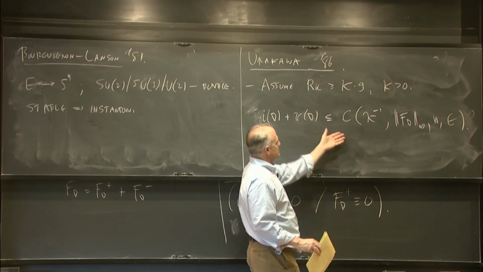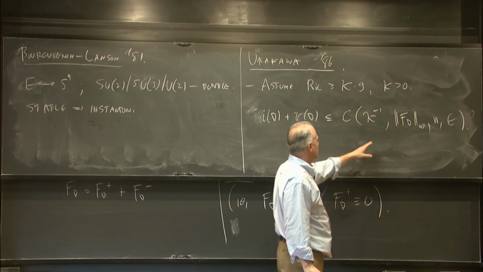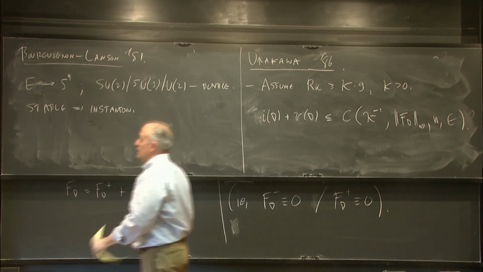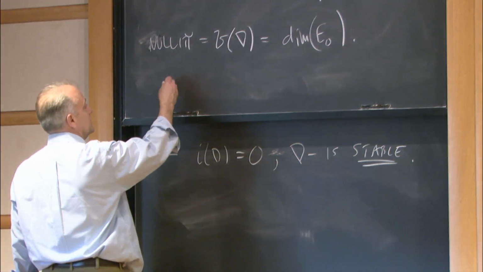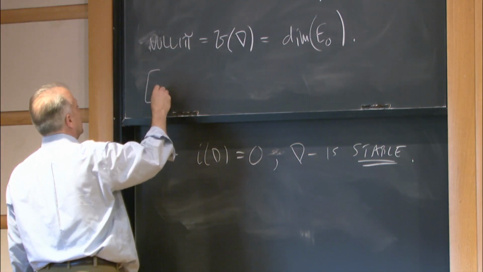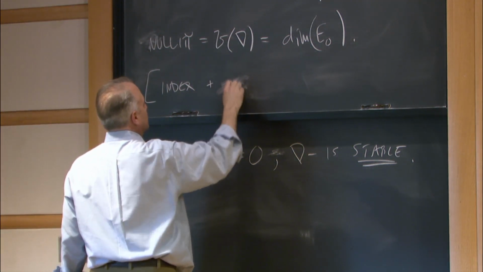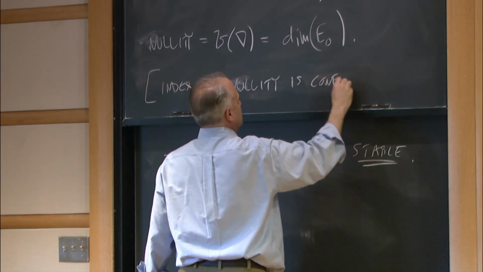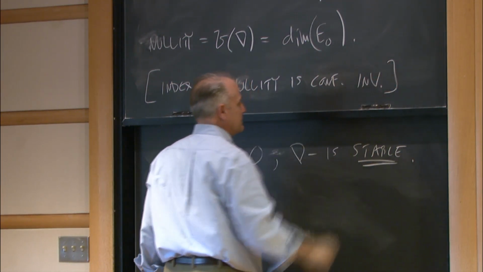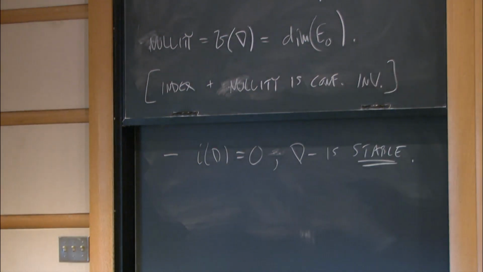Okay, so this is in the spirit of what we want to do, but once again, I guess I should say, it's not obvious at all. Well, I guess it follows from the invariance of the functional, but it takes a little bit more work than that. But in any case, note that the index plus nullity is conformally invariant. So once again, the estimate you have here doesn't capture that conformal invariance.